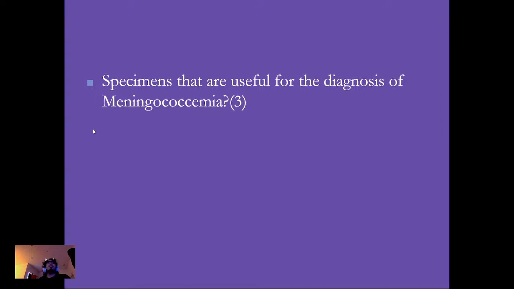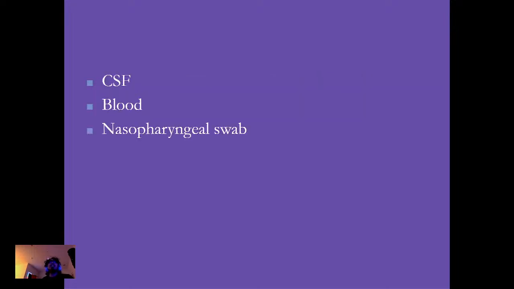Specimens that are useful for the diagnosis of meningococcemia. There are 3. Okay, CSF, blood, and nasopharyngeal swabs. Okay, CSF, blood, and nasopharyngeal swabs. So CSF and blood, they are usually for patients who have actually shown symptoms of the disease. Nasopharyngeal swabs are for patients who need to be screened.